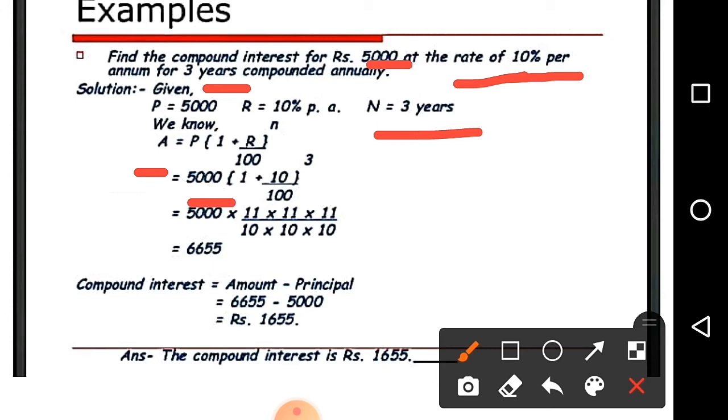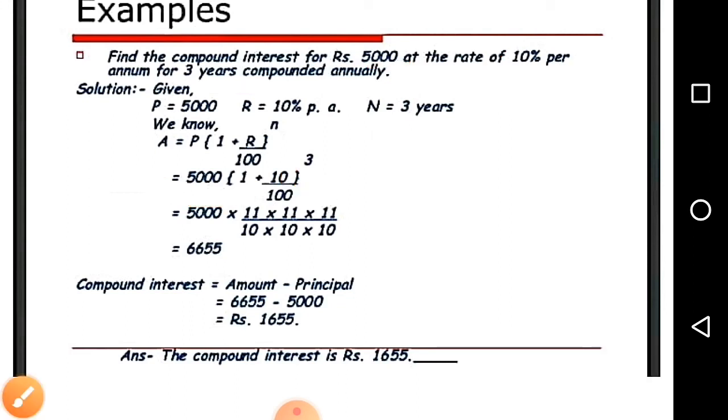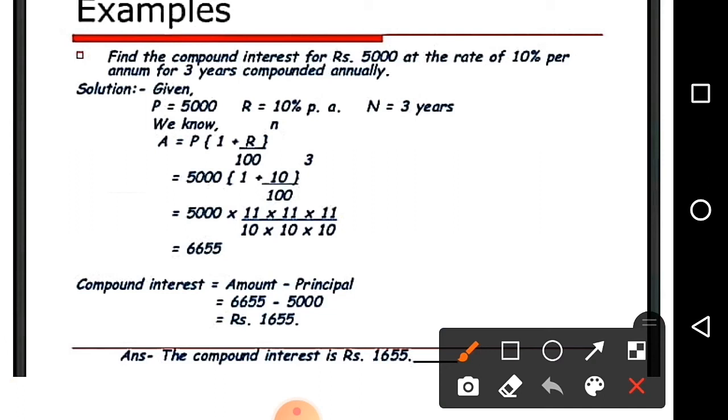So P is 5000, 1 plus R, you are given 10%, so 10 upon 100, and this n is the time period, so 3. Here you can take the LCM. So 1 plus 10 upon 100. You can cancel this way also, 10 and 10, or if you don't want to cancel you can directly take the LCM. Depends on you, the answer will be the same. So it will be 5000 into the whole part raised to 3, so it will be 11 into 11 into 11 and here 10 into 10 into 10. Now after calculation you will get the final answer. So it will be 6655.